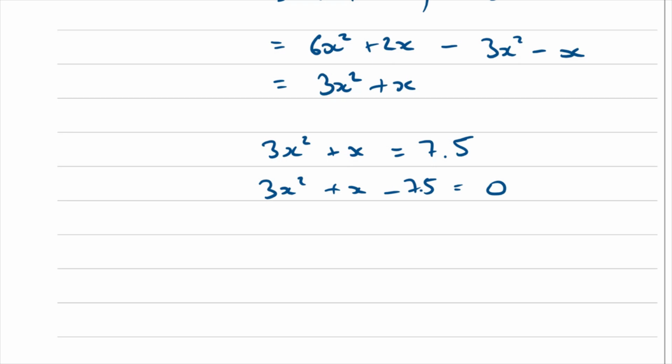I might just multiply everything through by 2 to make it a bit easier. I don't really like dealing with that 7.5. Let's make it 6x squared plus 2x minus 15 is equal to 0. So can we factorize this?